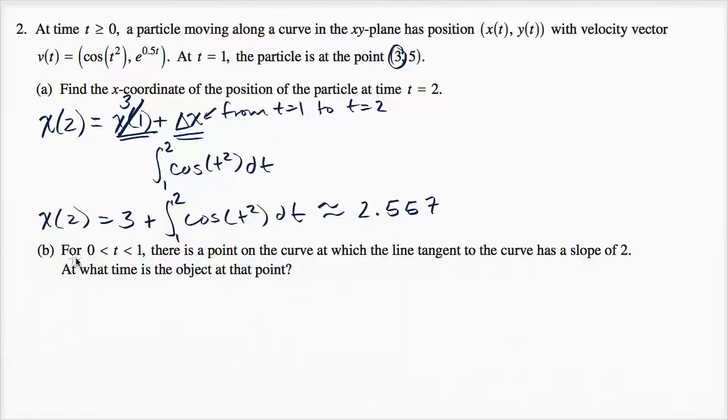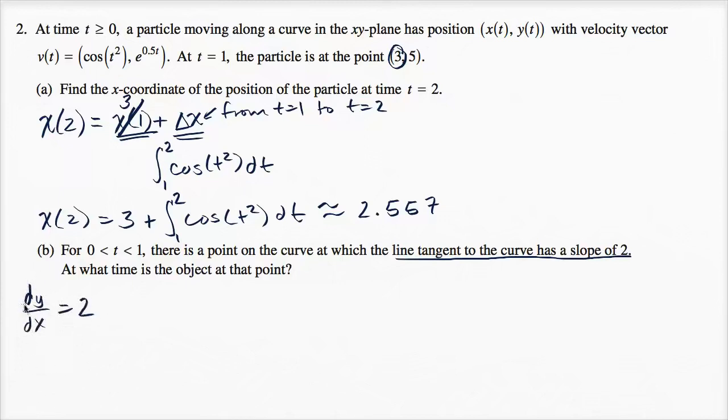Part B. For 0 < t < 1, there is a point on the curve at which the line tangent to the curve has a slope of 2. At what time is the object at that point? So the slope of the tangent line is 2. That means that the rate of change of y with respect to x is equal to 2.